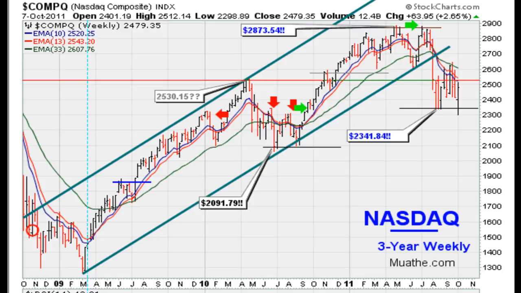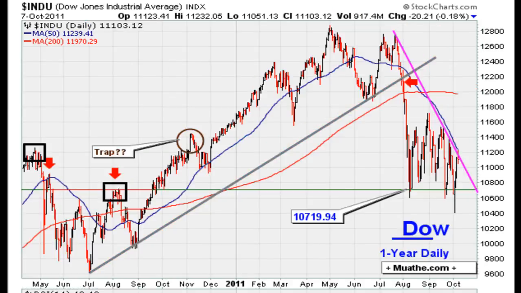Let's take it on here. The Dow, same scenario here. We hit the highs of the day above 11,200. We just kissed the 50-day moving average and bounced off that. So we are trading lower, having seen that.